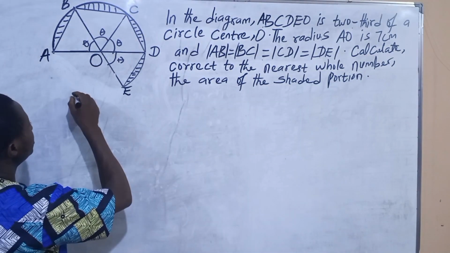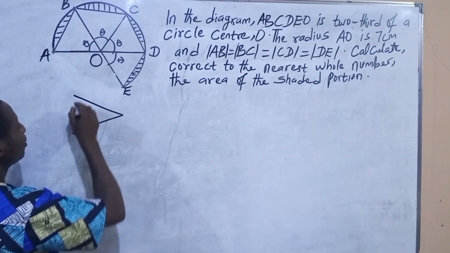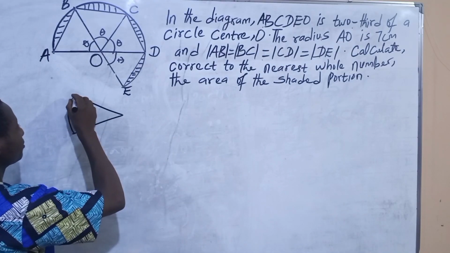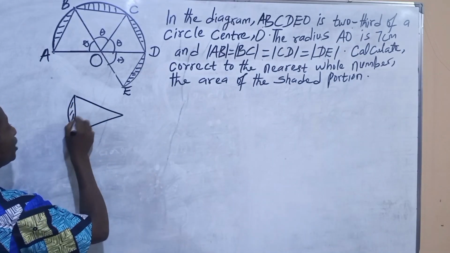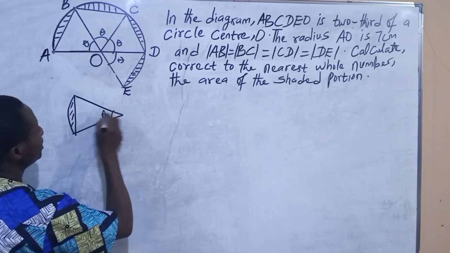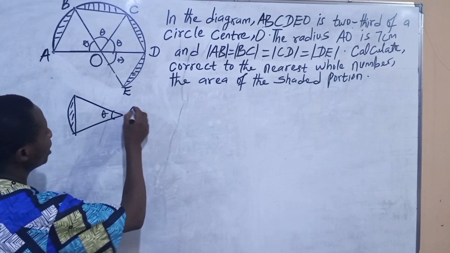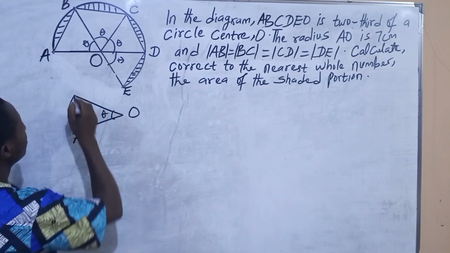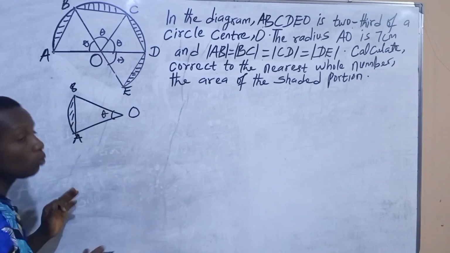Also, what we're going to do is to take just one. Okay, look at it. We are taking just one, and this is theta. Let's call it OAB.